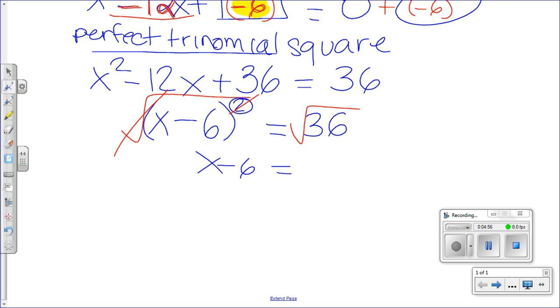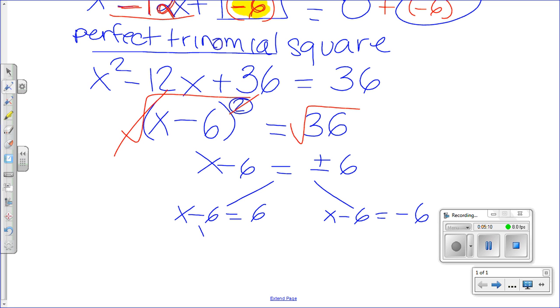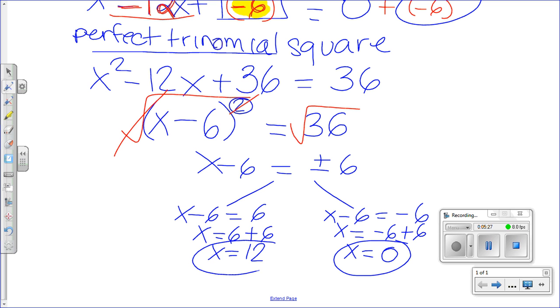And the square root of 36 is positive 6, but also negative 6. So remember, from here we get two equations. x minus 6 is equal to positive 6, and x minus 6 is equal to negative 6. So we solve for x. x is equal to 6 plus 6, which is 12. And the other one will be x is equal to negative 6 plus 6, which is equal to 0. And so these 2 are the solutions for the equation.